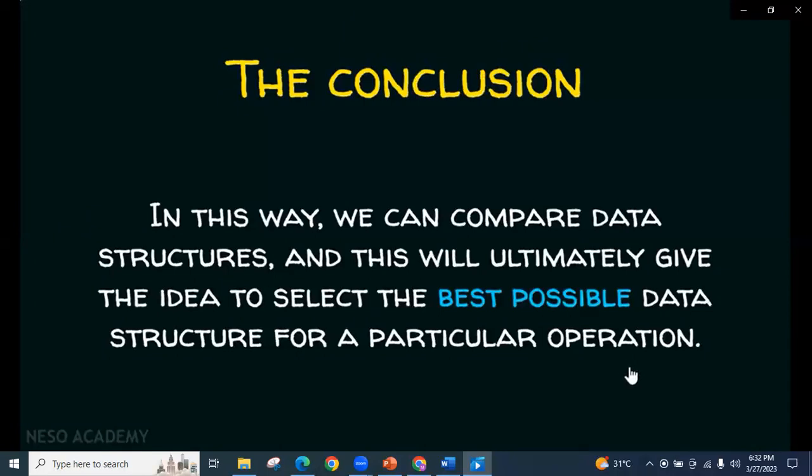Because with time complexity, we are able to know which operation on which data structure will take less time. In the subsequent lectures, we will learn more about time complexity, how to find it, and how to compare data structures. The previous example was a very simple example. Sometimes it is difficult to understand which data structure is better than the other. That is why studying time complexity is very important. It will help us determine which data structure is better for a particular operation.